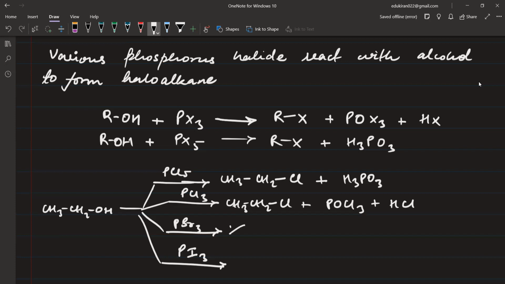For PBr3, you are going to get one carbon, two carbon, and then Br, plus POBr3 plus HBr. Here you are going to have iodine plus POI3 plus HI. Okay, please write this down. Let me know once you're done. Done, sir. Done.